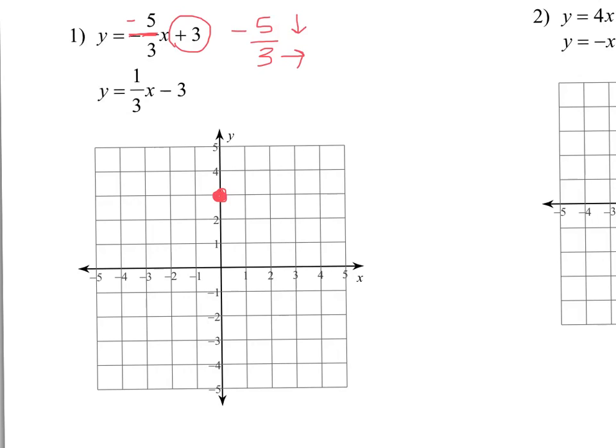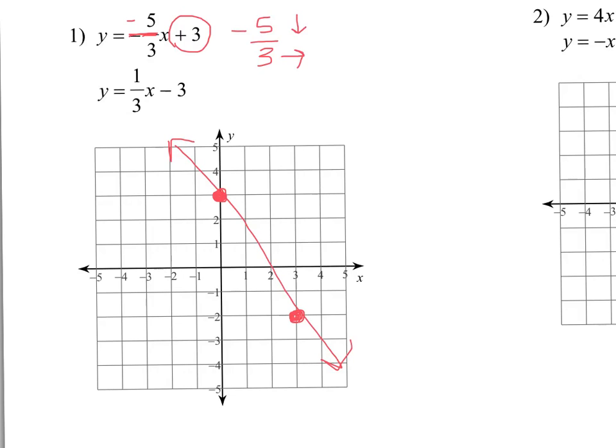So from this point that I made, I have to go down 1, 2, 3, 4, 5 spaces, and then go over 1, 2, 3, and I make a mark. Since that's all that will fit on the graph, I'm going to go ahead and make a line and extend it with arrows on each end.